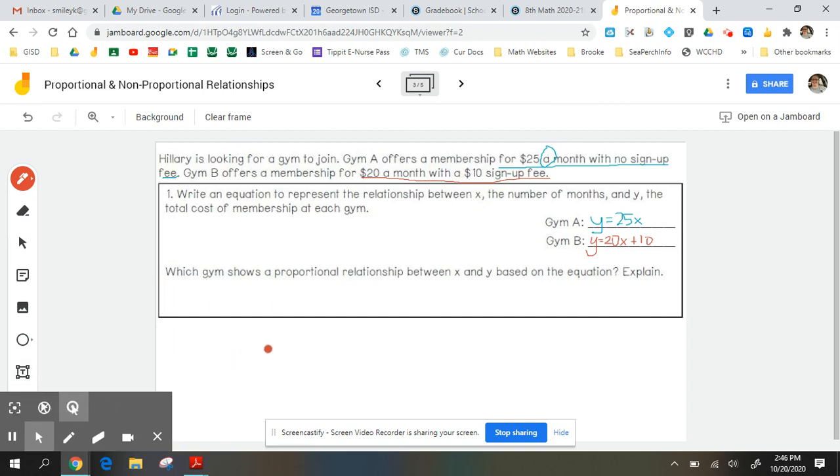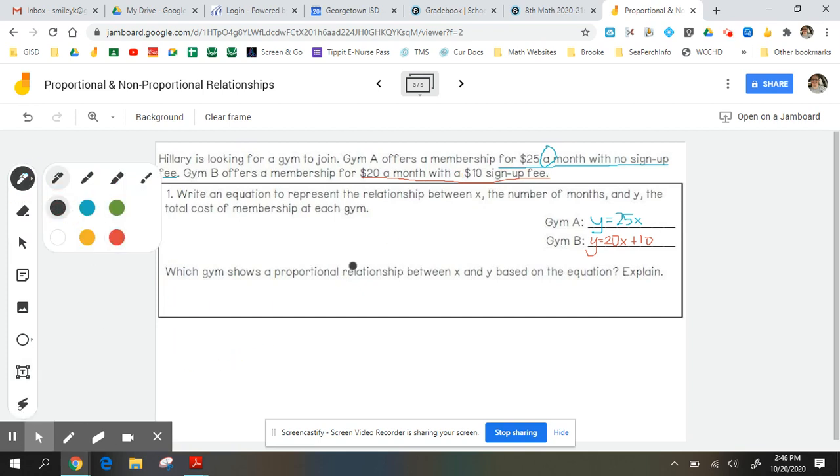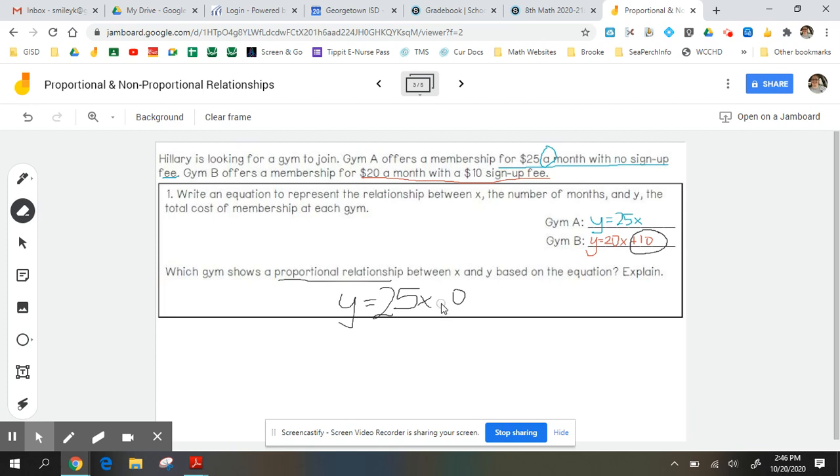All right, and so our question here on the bottom says, which gym shows a proportional relationship between x and y in the equation? So remember, for a proportional one, we actually want gym A. It does not have a y-intercept. It doesn't have this extra bit that gym B has. If we wanted to, we could put a +0 right here, but you'll never see it written with a +0. So that's why I don't normally write it. But just know it does go through your origin.